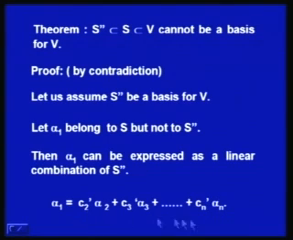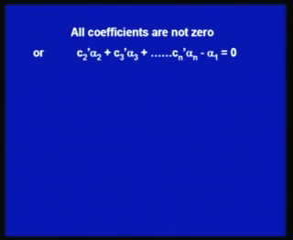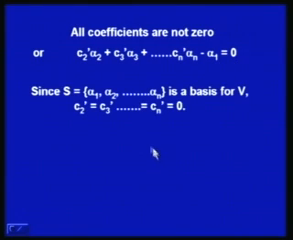Where all of them need not be 0, there may be some non-zero coefficients for which this is possible. Thus, we conclude that C2 dash alpha 2 plus C3 dash alpha 3 plus up to Cn dash alpha n minus alpha 1 is equal to 0, if we take alpha 1 on the same side, and by this S, which is alpha 1, alpha 2, up to alpha n, is a basis for V.